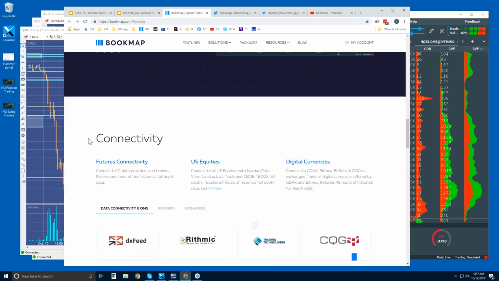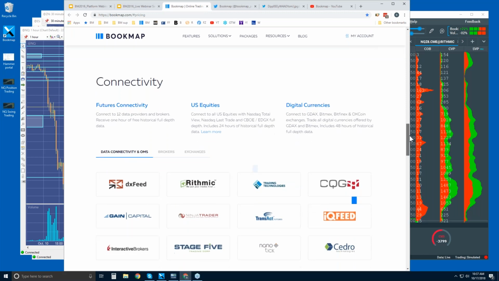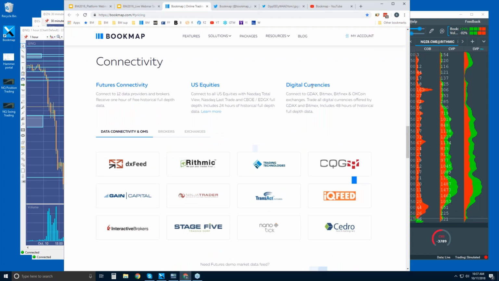Continue on, and connectivity. We connect to 3 different types of markets: futures, US equities, and digital currencies. The digital currencies data is free. For US equities and futures, you will need to provide the data. We're software. We're not a broker. We're not a data provider. For US equities, the only way to connect is through DXFeed. So you'll need to subscribe first to Bookmap, then to DXFeed.